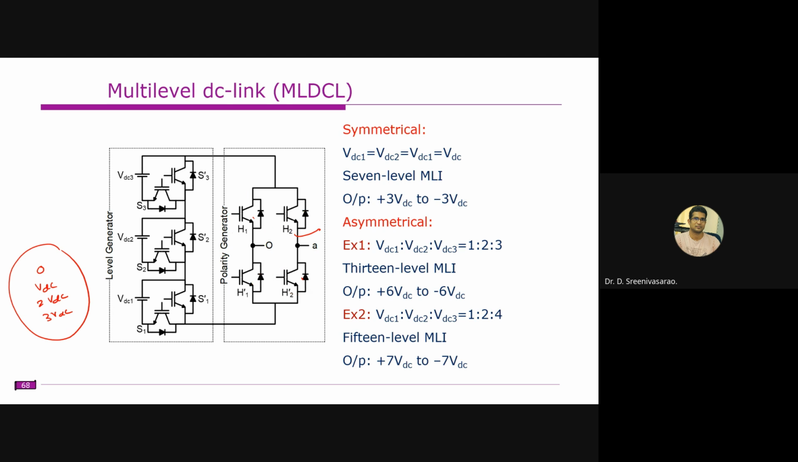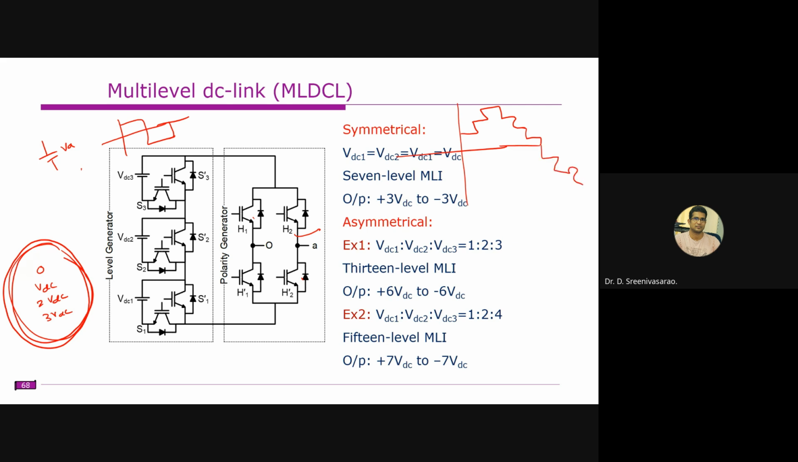The H bridge normally requires some DC source. If you give a single DC source, you will generate a positive half cycle and a negative half cycle. Instead of a single value of DC source, if you feed it multiple values, you will get a stepped waveform like this. This is the positive half cycle, and this is the negative half cycle. Understood?